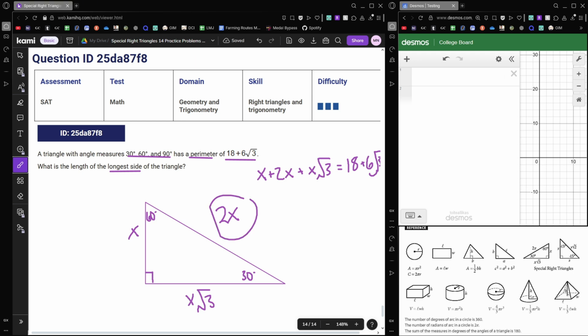Now first off, before we do that, we also have to find the value of x, and you could do that by hand using algebra, or we could always just put it in Desmos. So here, x plus 2x plus x square root 3. Now since we're using x's, and as you can see it's actually graphed, let's just put an equal sign instead, and then 18 plus 6 square root 3. And then you see that the value of x is going to be 6. So 2x would be equal to, okay, I don't know why I thought that would work. 2 times 6 is equal to 12, which means our answer is 12.